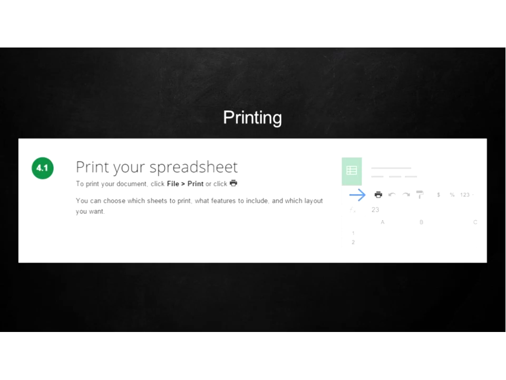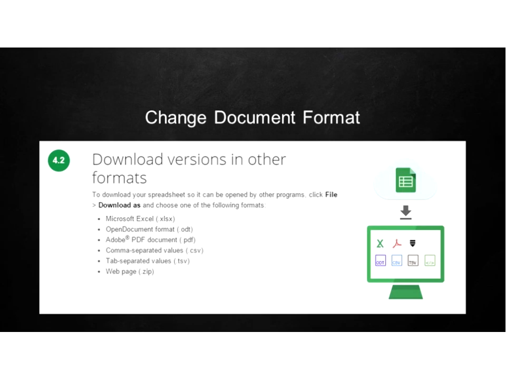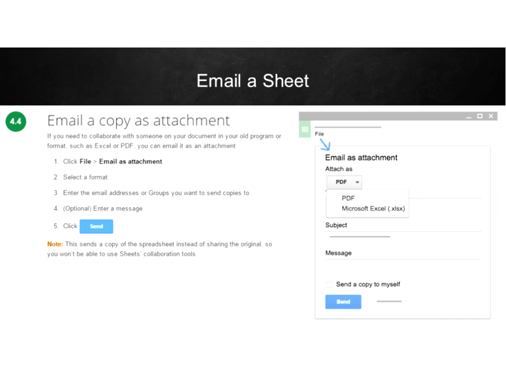So printing is entirely possible with G Sheets. You just file print or click the printer icon and print as usual. You can also change your document format, and this is true of all the Google apps as well. So for G Sheets, you can choose to file and then download as an Excel, Adobe, a CSV, a web page, all different kinds of files, just depending on what you want to do with the documents.